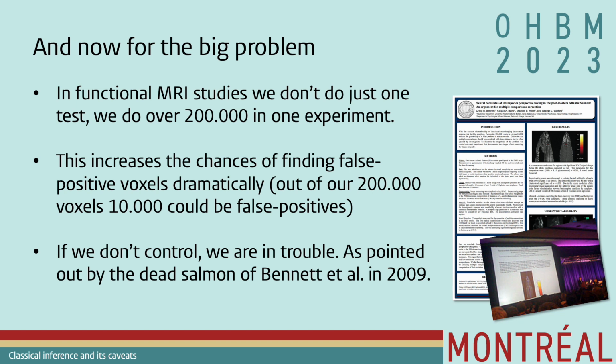But in functional MRI studies, we don't do just one test, we often do over 200,000 in one experiment. One for every voxel in the brain. And this increases the chances of finding a false positive result dramatically. So out of, for example, 200,000 voxels, 10,000 could be false positives, and that's a lot. So if we don't control, we are in trouble. And this was pointed out by the Salmon of Bennett et al. in 2009.